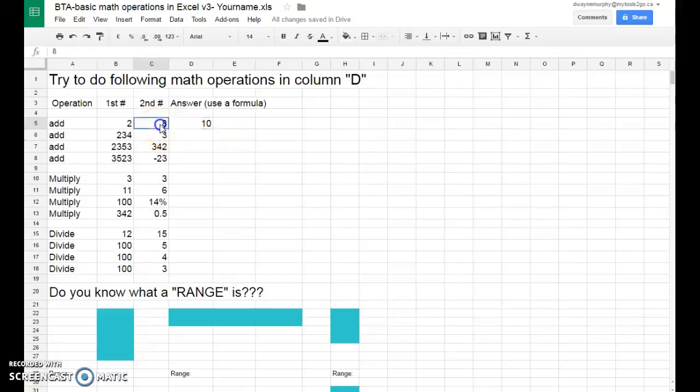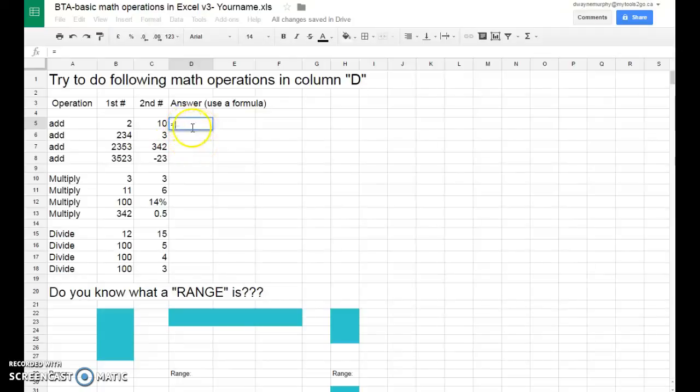But here's the problem. What if I changed this 8? I wanted to add these two numbers, 2 and 8, to make 10. What if I change one of the values to 10? Well, 2 plus 10 is 12. But why does this say 10? Because I had originally just said 2 plus 8. So in Excel, it's important to use cell references.